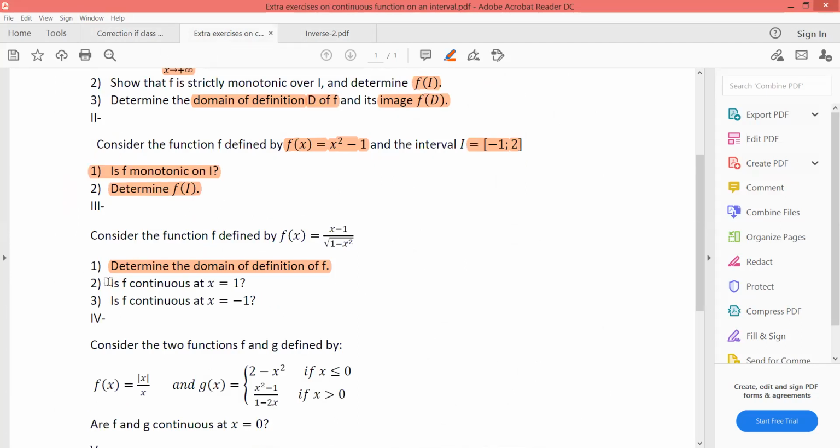Is the function continuous at x equals 1? What is the definition of continuity? The limit of f of x as x tends to 1 plus and the limit of f of x as x tends to 1 minus must equal f of 1. If these three are equal, then we say the function is continuous at x equals 1.